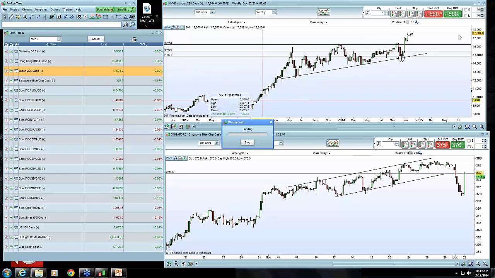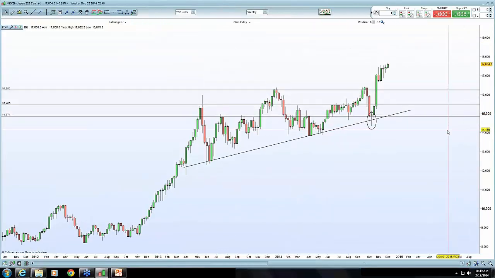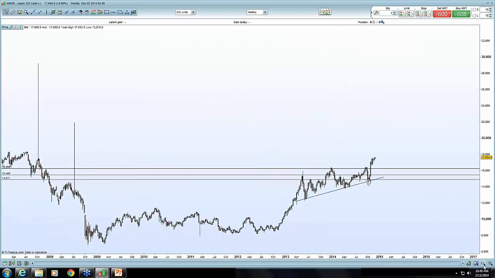Nikkei 225. Now the Nikkei is quite bullish. Not quite bullish, very bullish, sorry. On the weekly chart, you can see that it's supported by a nice trend line, and it broke a key resistance after the BOJ announced quantitative easing, and it never looked back since. As for resistance levels, I really don't see much of a resistance.